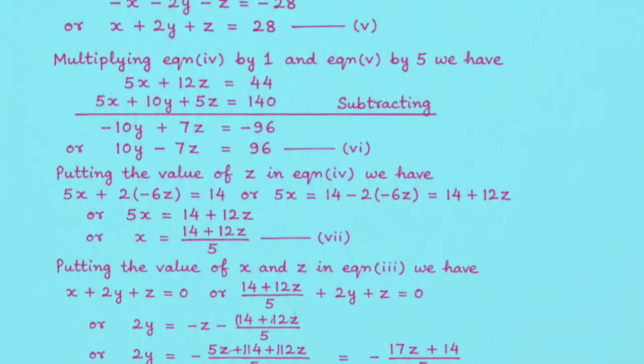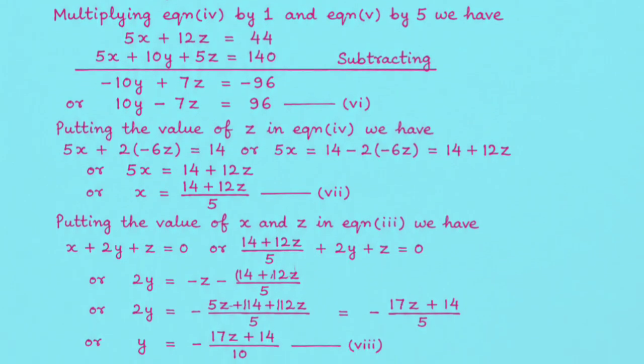Multiplying equation 4 by 1 and equation 5 by 5, we have 5x plus 2y plus 12z is equal to 44 and 5x plus 10y plus 5z is equal to 140. Subtracting, minus 10y plus 7z is equal to minus 96, or 10y minus 7z is equal to 96. Equation 6.